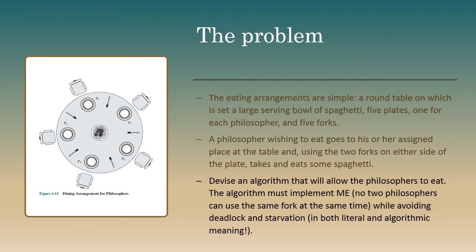Devise an algorithm that will allow the philosophers to eat. The algorithm must implement mutual exclusion, that is, no two philosophers can use the same fork at the same time, while avoiding deadlock and starvation.